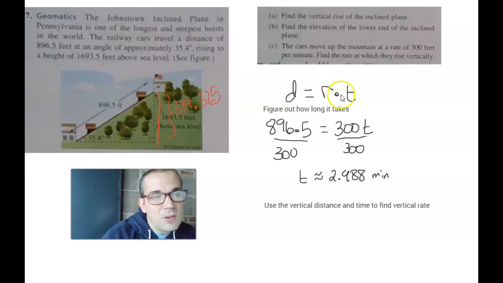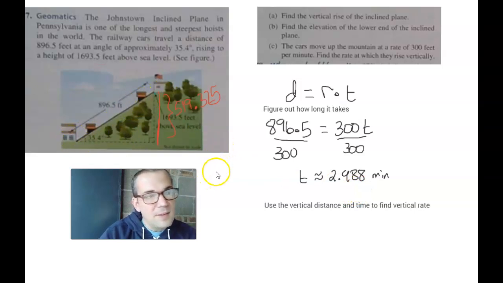We all know that just like they're talking about distance and rates and time, so I'm going to go with this old formula: distance equals rate times time. And the first thing I did was, since they were telling me that it went this distance at this rate, I could figure out how long it's going to take the train to get from the bottom up to the top. Or the hoist, it's not a train, fine, the hoist. So I use that distance and the rate, and I divide by 300, and I find that it takes approximately 2.988 seconds for the hoist to get from here all the way up to here.